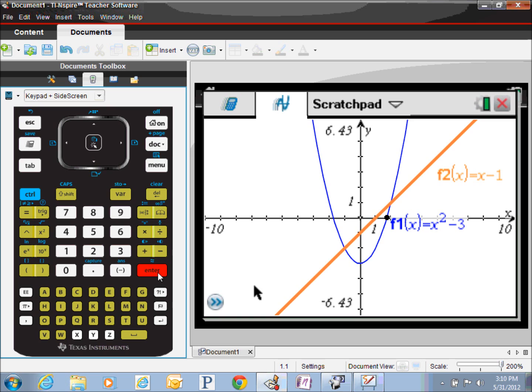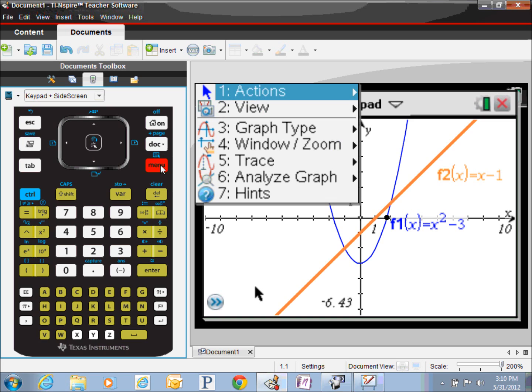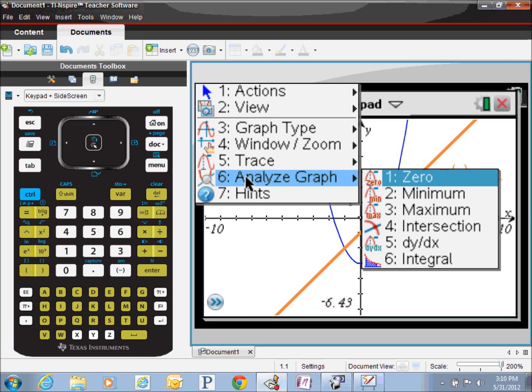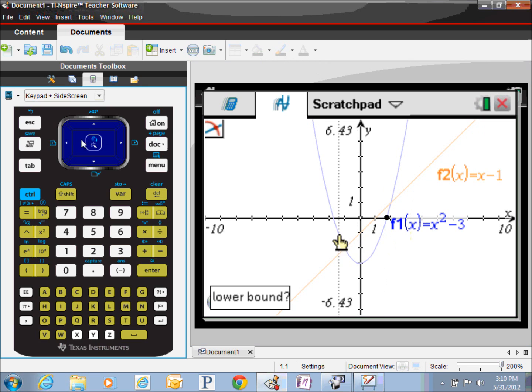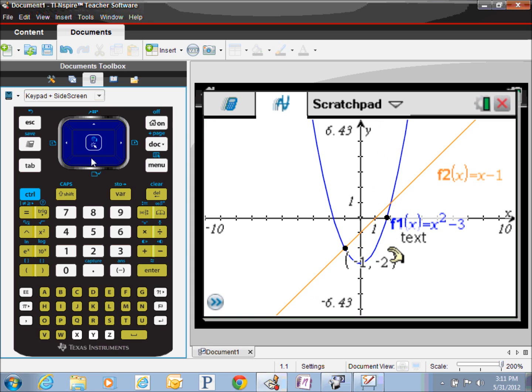I see 2 intersection points between those graphs. Fastest way to find them, menu button, analyze the graph again, and this time let's choose number 4, which is intersection. And here we are, lower bound again. Well, what's our lower bound going to be? We want it to be something to the left of the points we're trying to find. Upper bound, well, let's see. There's one of my intersection points at -1, -2. Let's see what happens if I go past it. It's only going to give me one at a time. So I hit enter, and again, I can go grab the text to that point, hand closed in the middle, and move it off to the side if I wish, just because it takes it away from the picture. Hit enter.